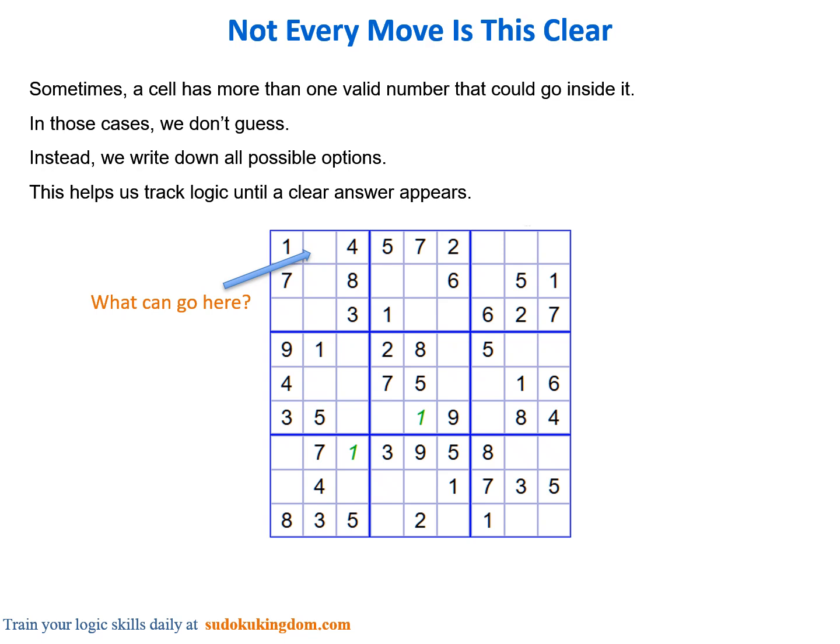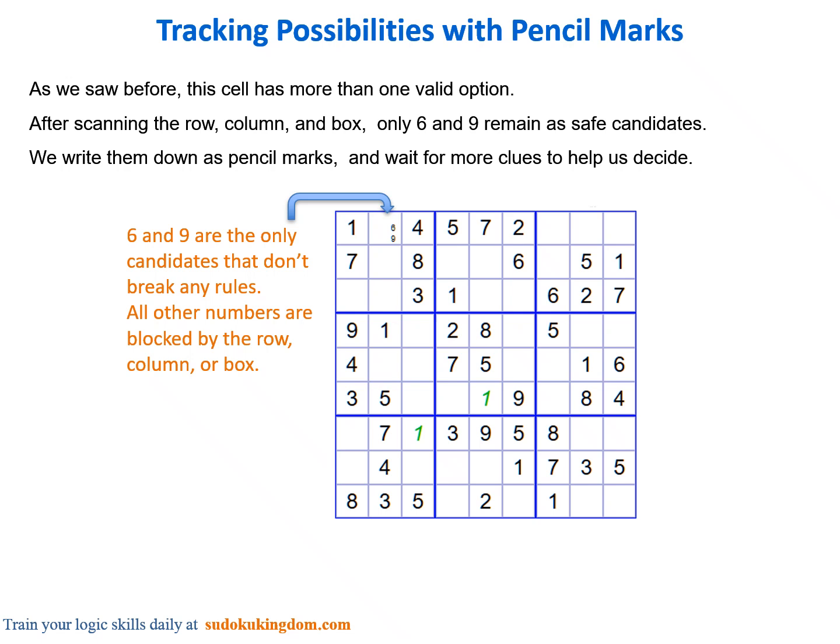What can go here? Tracking possibilities with pencil marks. As we saw before, this cell has more than 1 valid option. After scanning the row, column, and box, only 6 and 9 remain as safe candidates. We write them down as pencil marks, and wait for more clues to help us decide. Only 6 and 9 are valid for this cell. All other numbers are blocked. They'd break the rules, that's why we list 6 and 9 as pencil marks for now.